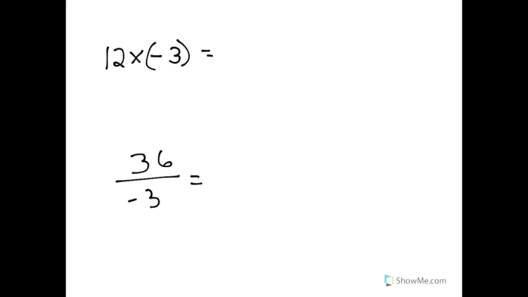Okay, so here we have another example of a positive times a negative. 12 times negative 3 is a positive times a negative, which means our answer is going to be negative. And 12 times negative 3 is negative 36.